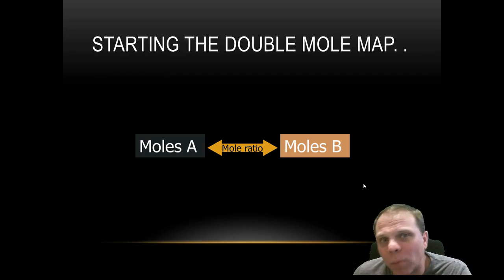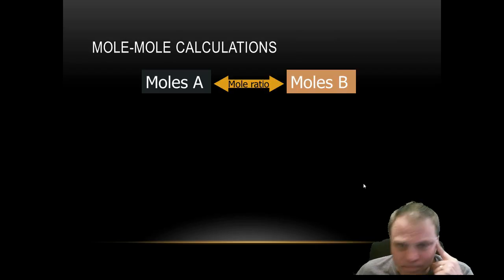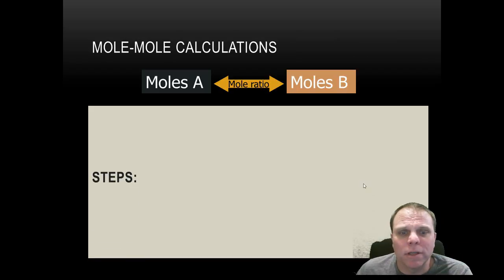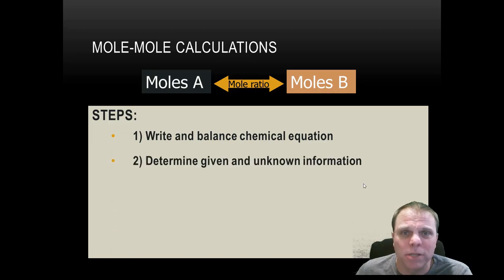And this would be what our mole road looks like. Remember how we talked about the mole road? This would be like that mole road. We're just going from moles of A to moles of B, or we could go back and forth the other way, right? It's not hard. All we have to do is write out what we start with. Always on a stoichiometry problem, we've got to balance our equation, make sure it's balanced.